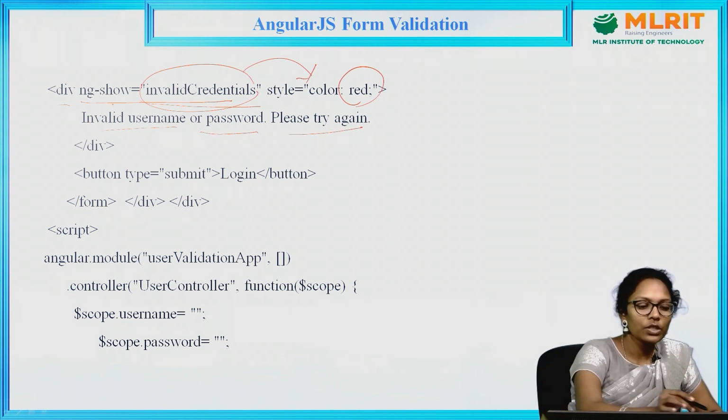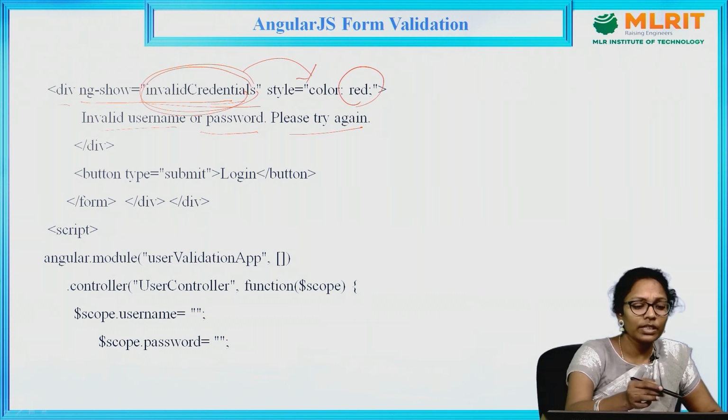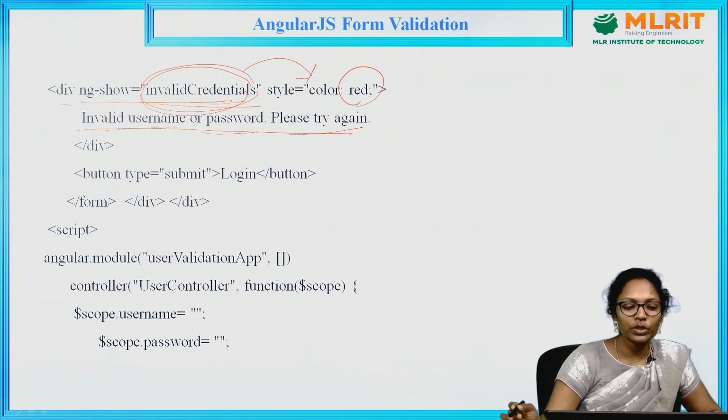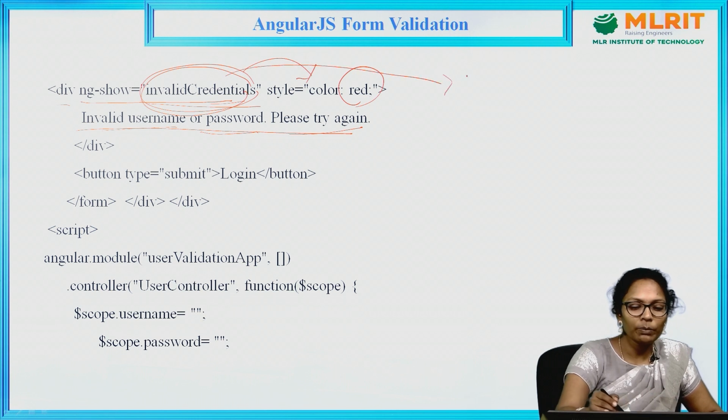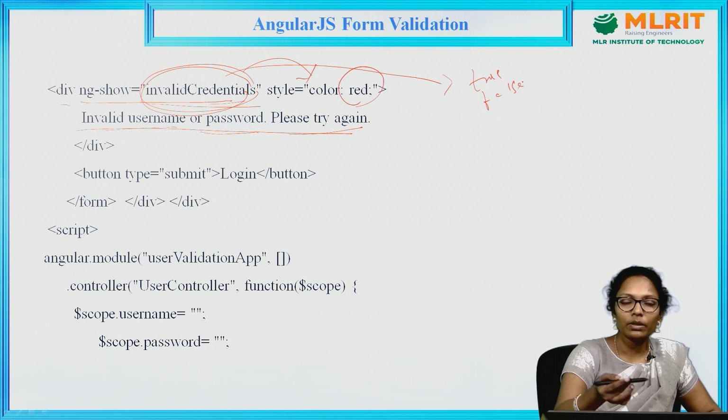So ng-show is matching with some invalid credentials variable that we will see. If it is matching with that, we are displaying the message: invalid username or password, please try again. That means invalid credentials, what may it be? It may be true or false. If it is true, then display this message.